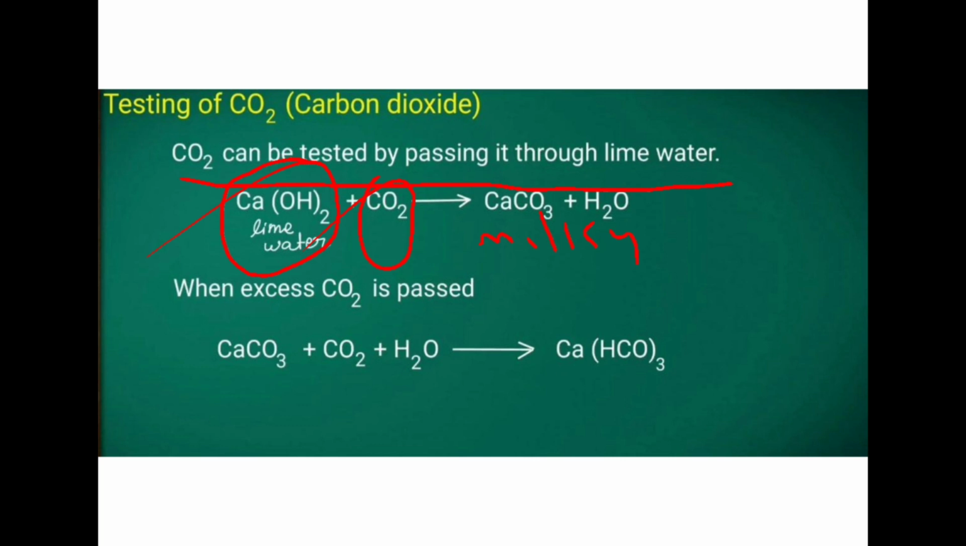Then again, if you pass excess carbon dioxide, what happens? The calcium carbonate is already here, plus additional carbon dioxide, then a new compound, calcium hydrogen carbonate, will be formed. This compound will be colorless again. So initially the lime water was colorless, then it turned milky, and when carbon dioxide is passed again, the milky color turns colorless. So we can confirm this is carbon dioxide gas.